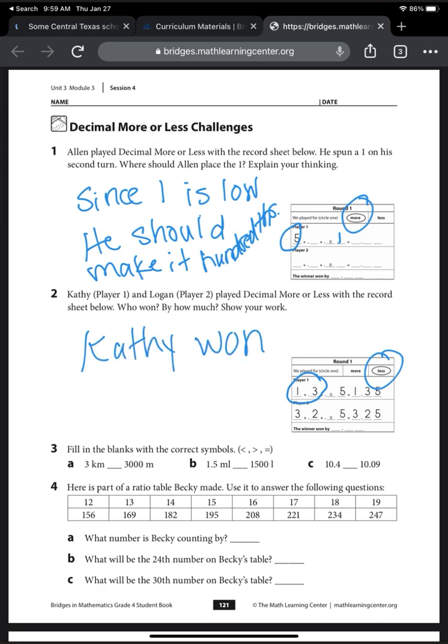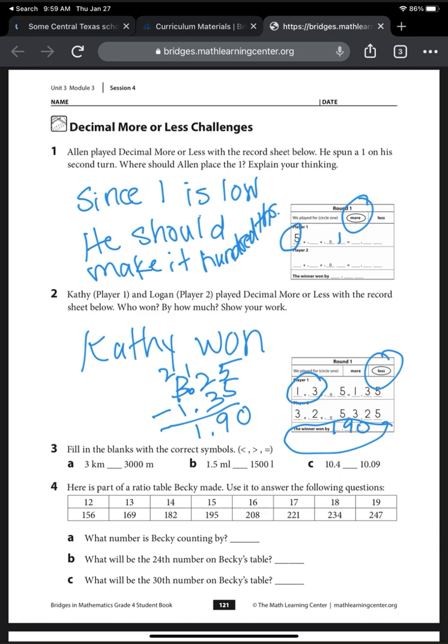And then in order to figure out how much, we just have to subtract the larger amount, 3.25, minus the smaller amount, 1.35. Sorry, 3.25, I missed that. Okay, 5 minus 5 is 0. Borrow from here, 9, 1. So Kathy won by 1 and 90/100ths.